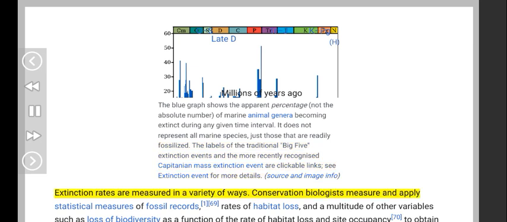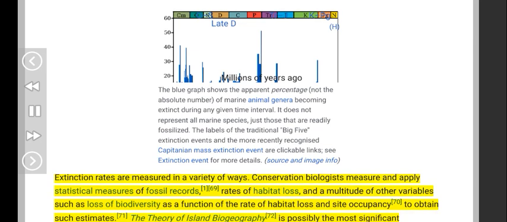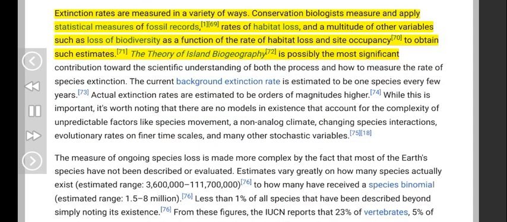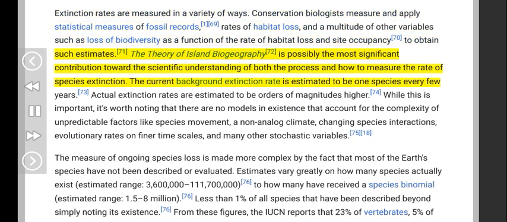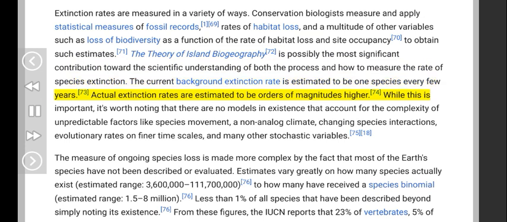Extinction rates are measured in a variety of ways. Conservation biologists measure and apply statistical measures of fossil records, rates of habitat loss, and a multitude of other variables such as loss of biodiversity as a function of the rate of habitat loss and site occupancy, to obtain such estimates. The theory of island biogeography is possibly the most significant contribution toward the scientific understanding of both the process and how to measure the rate of species extinction. The current background extinction rate is estimated to be one species every few years. Actual extinction rates are estimated to be orders of magnitude higher.